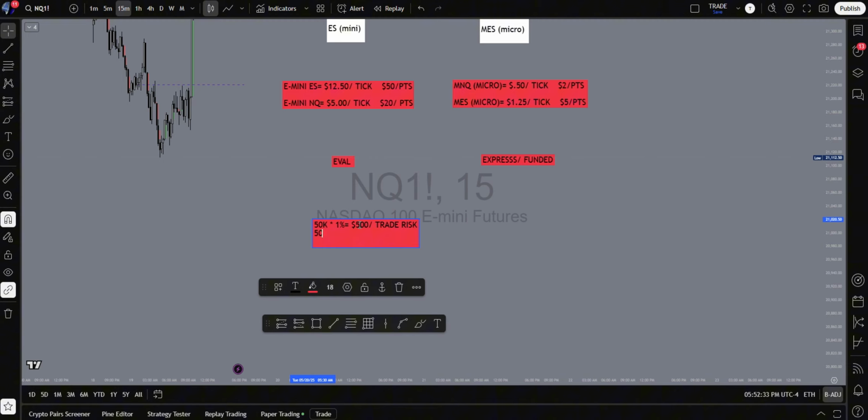Okay. So 50K times, let's say, 0.75%. Okay, so then you do the math. What would that give you? That would be $375 per risk. Okay, and then 50K times 0.5% will equal $250.